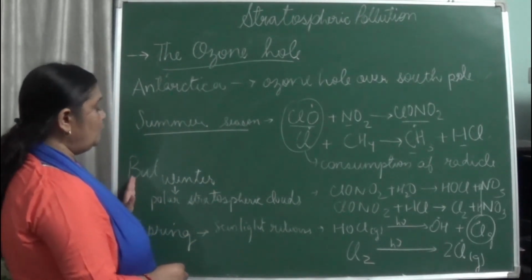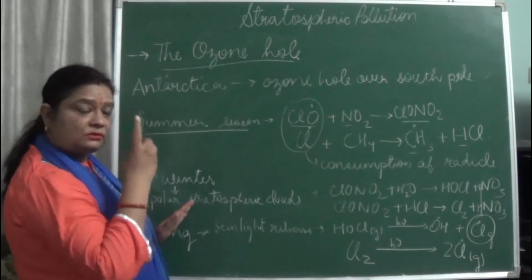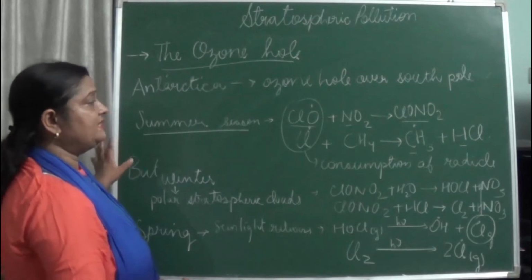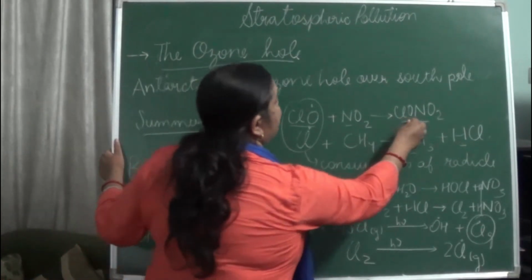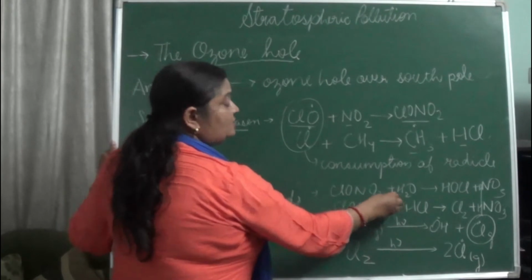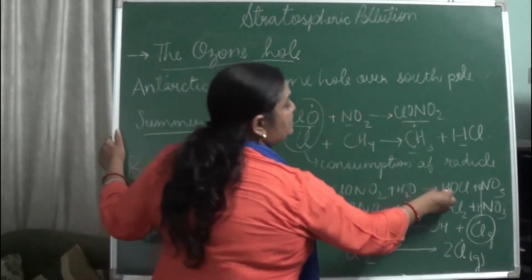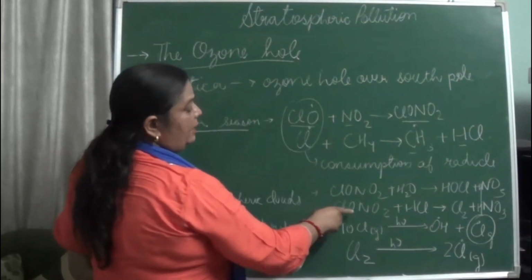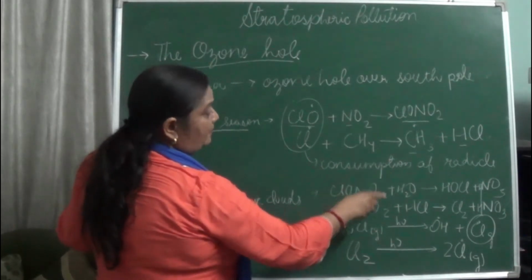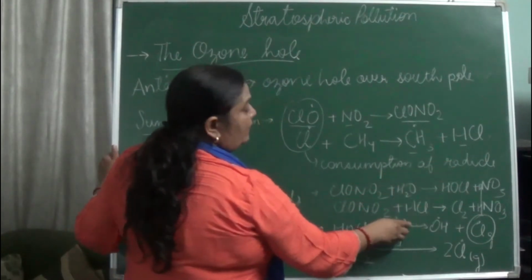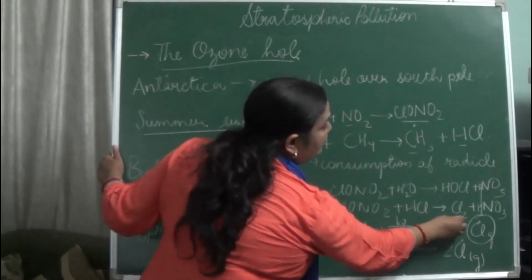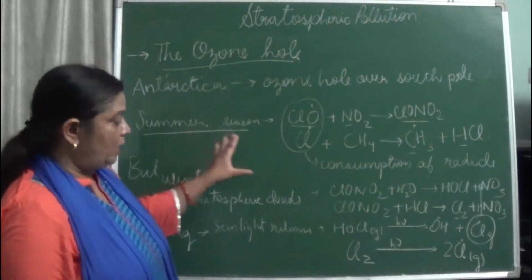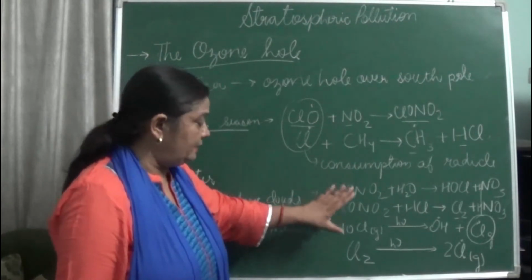But what happens in the winter season? There are stratospheric clouds present over there, which are charged clouds. This ClONO2 which has been formed reacts with water to form HOCl plus HNO3, and ClONO2 again combines with HCl to form chlorine radical plus HNO3. Till here we are not seeing it reacting with ozone.